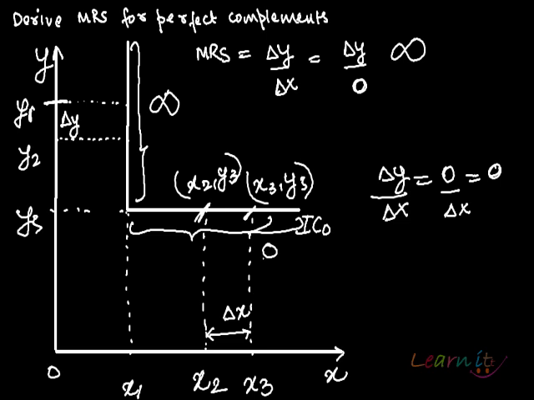Along the horizontal intercept, MRS is 0, while along the vertical intercept, MRS is infinite. While in case of a kink, MRS is not defined. So you understood what an MRS for a perfect complement is? Along the vertical intercept it is infinite, along the horizontal intercept it is 0. Fine. Thanks.